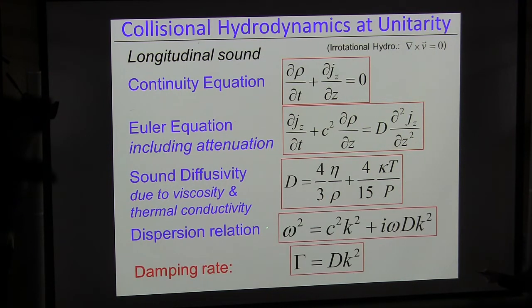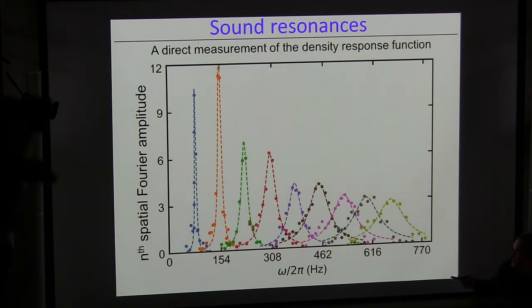This gives us a dispersion relation, which is almost omega equals ck, but of course there is this damping, and the damping characteristically goes like k squared because of this curvature here. So that's a telltale sign of hydrodynamics. Let's look at these sound modes in the box that we see, the narrow ones at low frequencies and then broader ones at higher frequencies.